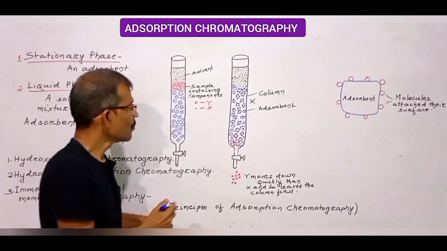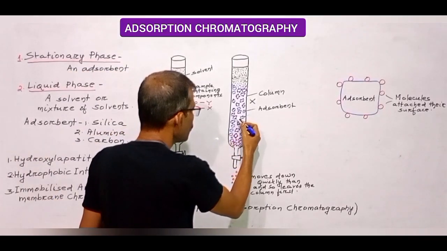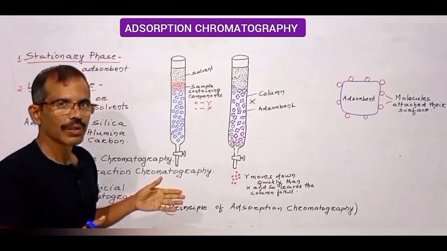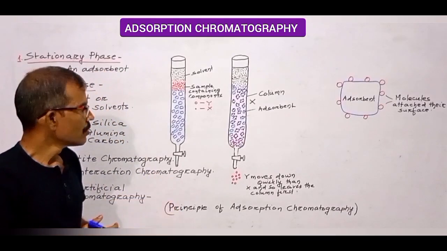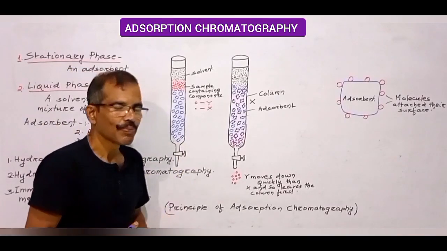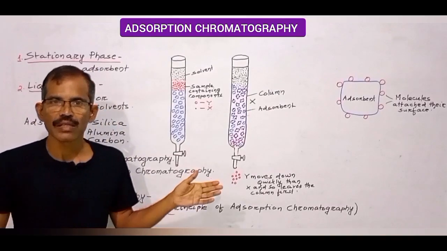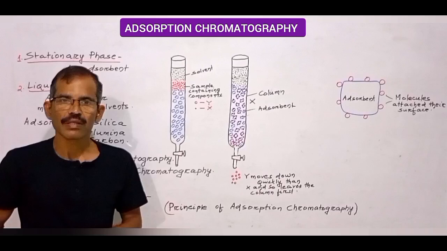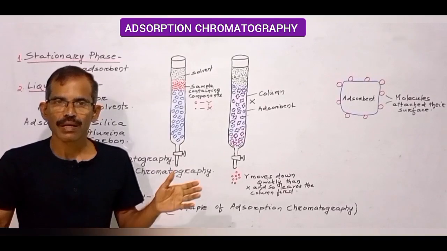After this, the other component X, which is adsorbed on the surface, can be eluted out of the column. So in this technique, based on the different degrees of adsorption, various analytes present in the sample can be separated.